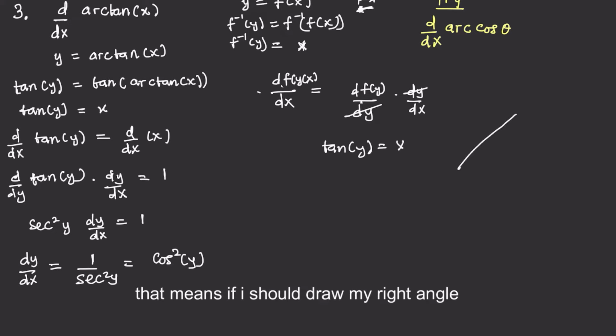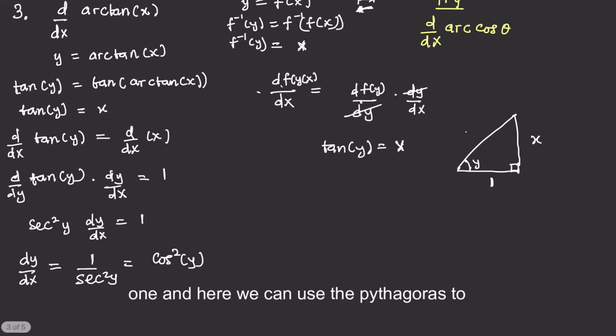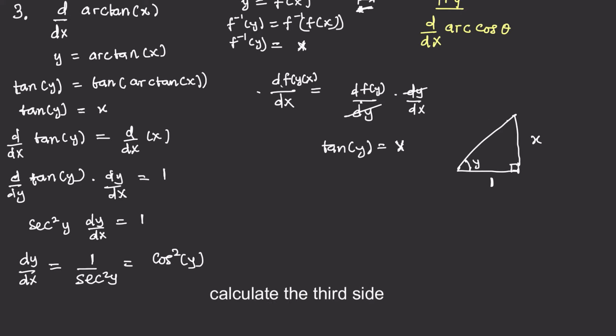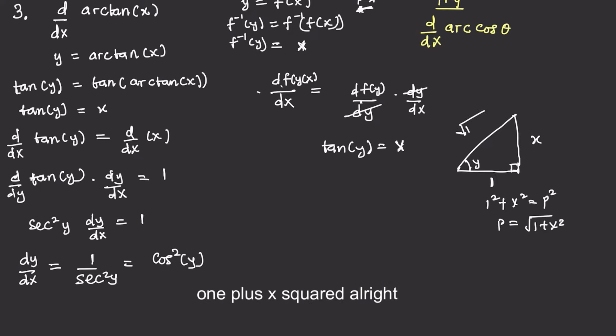That means if I draw my right angle triangle, and I say this is y, tangent of y is just the ratio of the opposite to the adjacent. That means we can write this as x divided by 1. And here we can use the Pythagoras theorem to calculate the third side. Let's say this is our third side p. Pythagoras theorem says that 1 square plus x square is p square. And we're interested in p. That means p is just square root of 1 plus x square. So we can write this as square root of 1 plus x square.